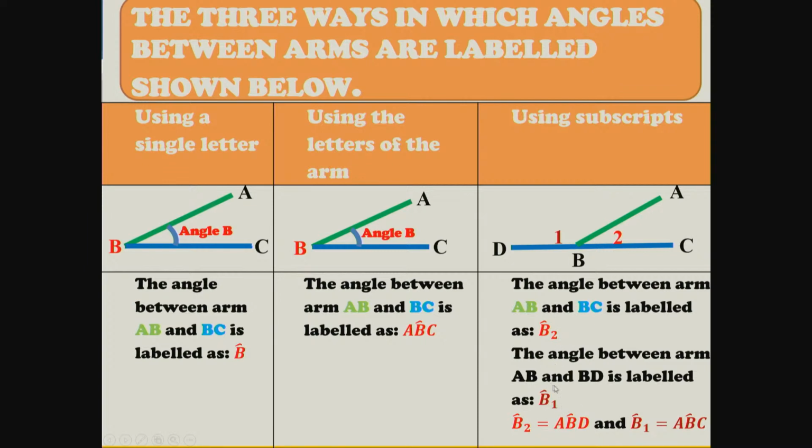Right. So those two angles can also be labeled as, for angle B2, we can label it as angle ABD, or we can use angle B, and we can also label angle B1 as angle ABC, since we are exposed to labeling the angle using the letters of the arms. So this is how you label the angle. And the other key important thing is that angles are measured using an instrument called the protractor. The protractor is used to measure the angles between the arms.